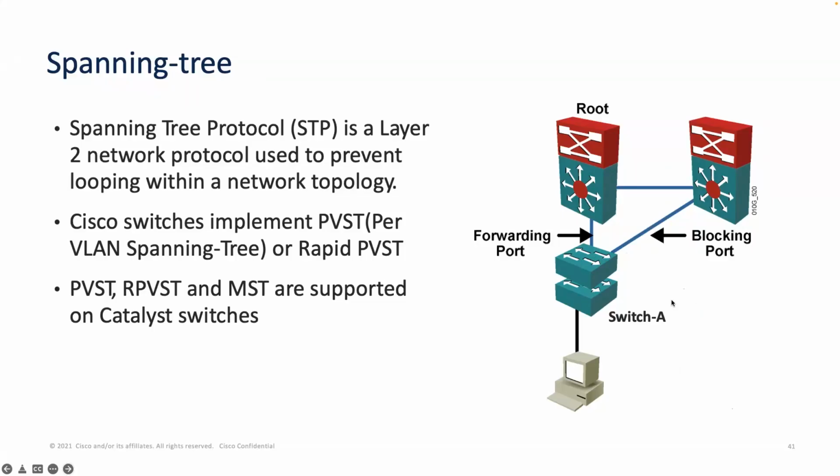Talking about the spanning tree implementation on Cisco devices, compared to the standard spanning tree defined in 802.1D, Cisco switches implement per-VLAN spanning tree, or Rapid PVST. PVST is the Cisco enhancement of the standard STP that provides separate spanning tree instances for each VLAN we configure in the network. For example, if you configure 20 VLANs on a switch, with PVST the switch will create and maintain 20 spanning tree instances at the same time.